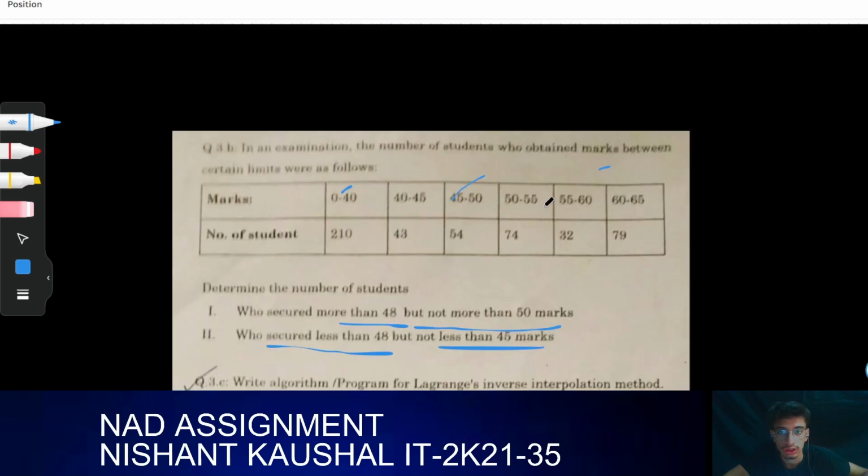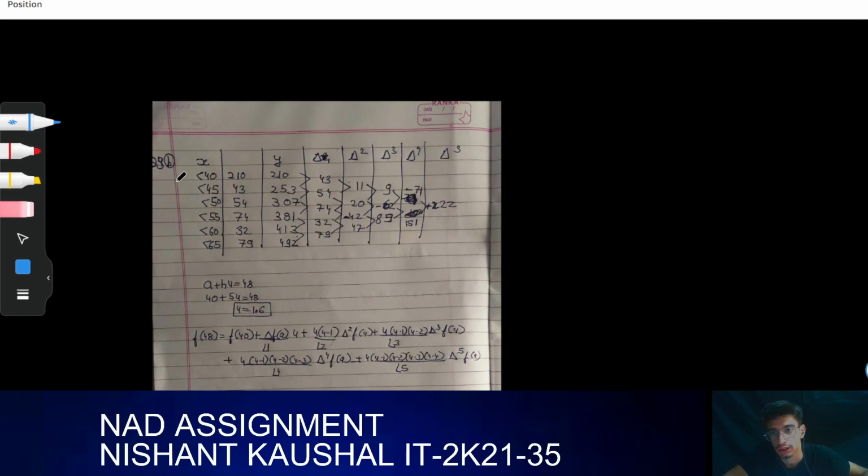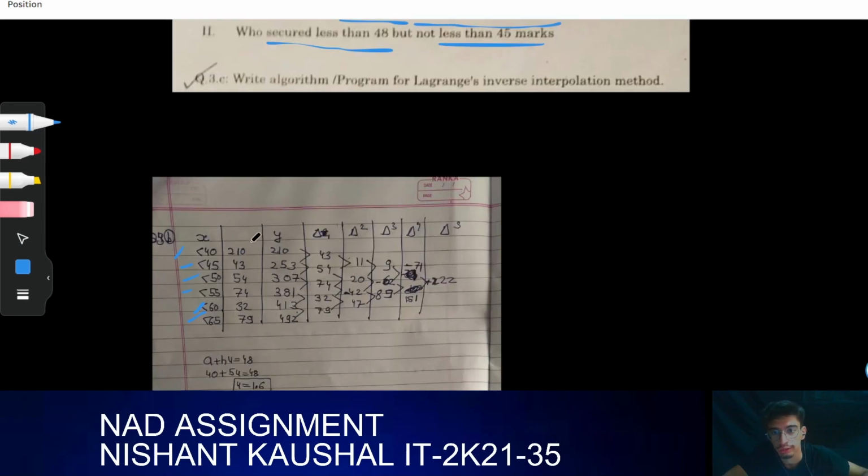So for this question, first of all, we have to put the value of a plus hu equals to 48, right? And these limits we have to convert in the form of under 40, under 45, under 50, under 55, under 60, under 65, and we have to find the cumulative frequency of these terms, like we have found here. This is under 40, under 45, under 50, under 55, under 60, under 65, and we have done the sum.